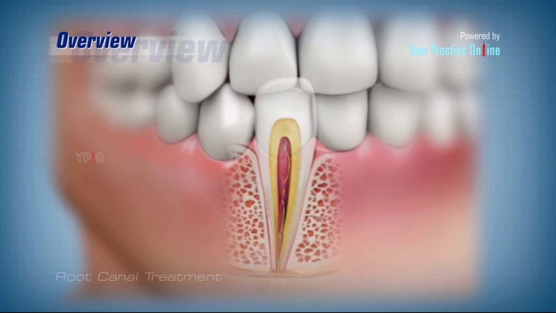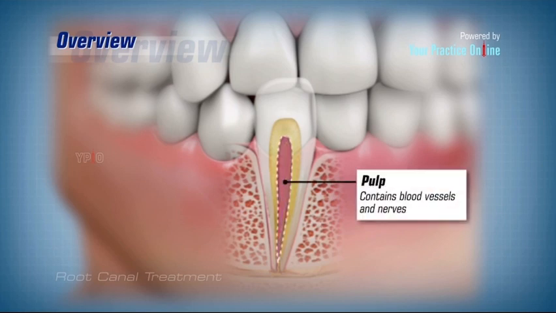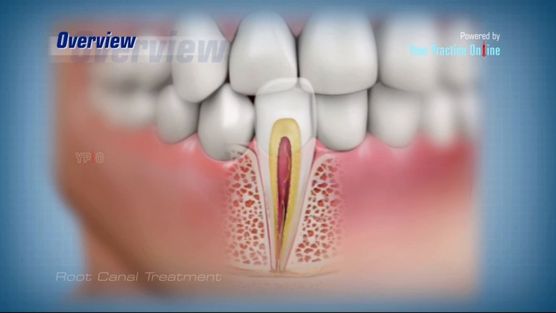Inside the crown and root, there is a soft core of tissue known as pulp that contains blood vessels and nerves. In the crown, the pulp is present within a chamber called the pulp chamber, and it travels down the length of the root to the tip or apex called the root canal.